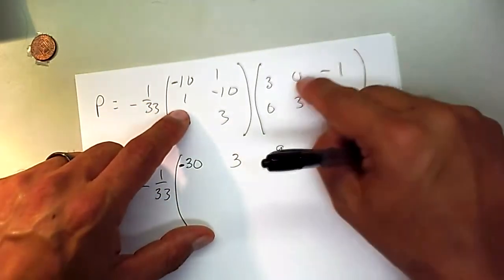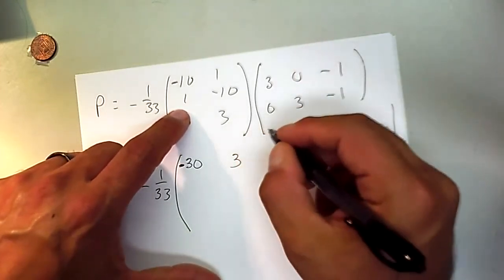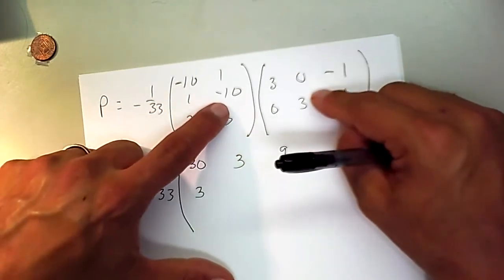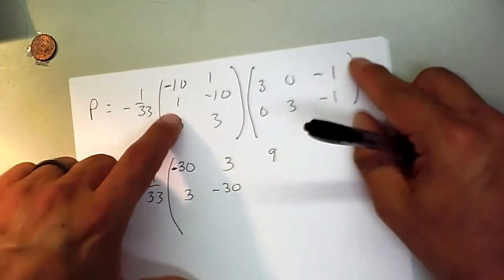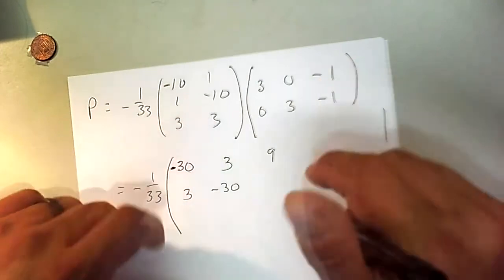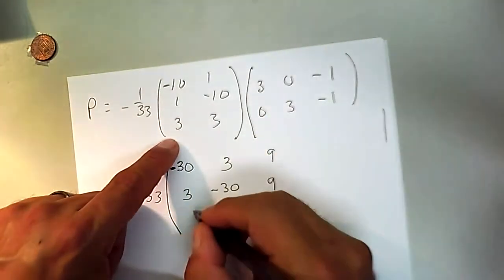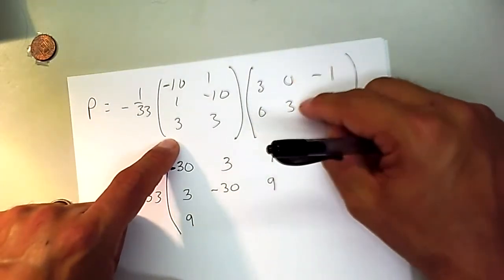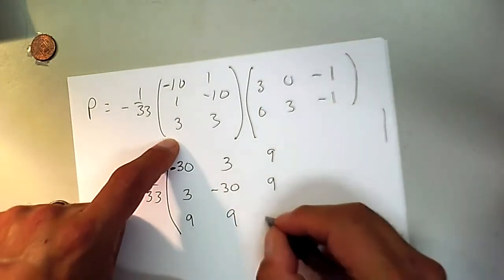Okay, that's just the first row of the product. 3, negative 30, negative 1 plus 10, 9, 9, negative 6.